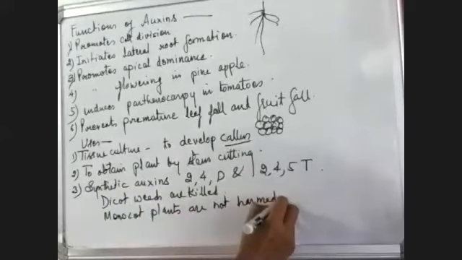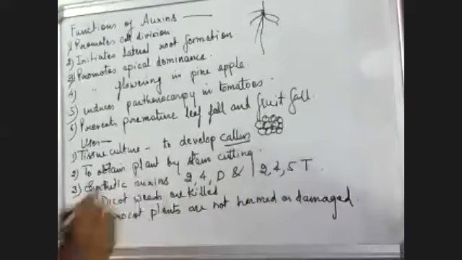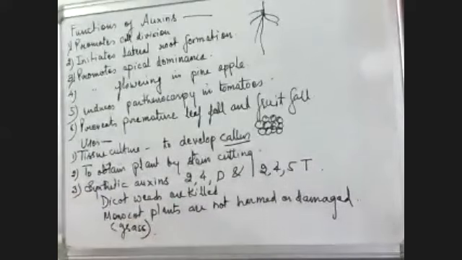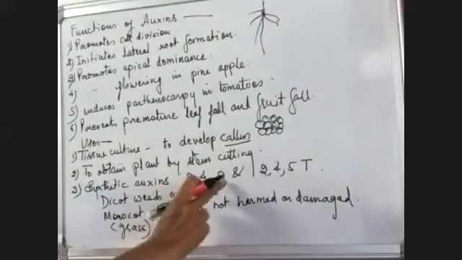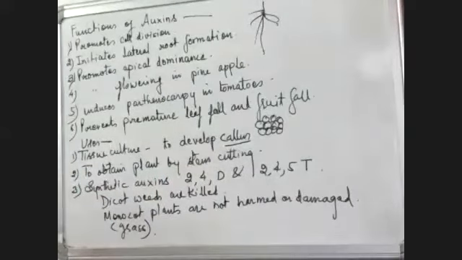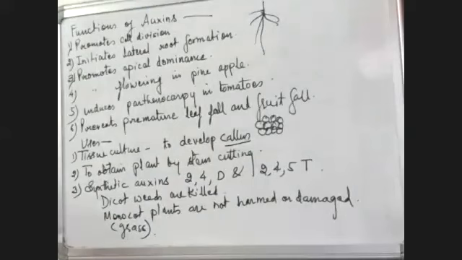That means if there is a lawn with lawn grass, and the lawn grass is monocot, along with it some dicot weeds have also grown. So they spray this synthetic auxin, 2,4-D or 2,4,5-T. Now the dicot weeds are killed, but the grass, the monocot plants in the lawn, are not harmed. These are the functions of auxins which are there in your syllabus.